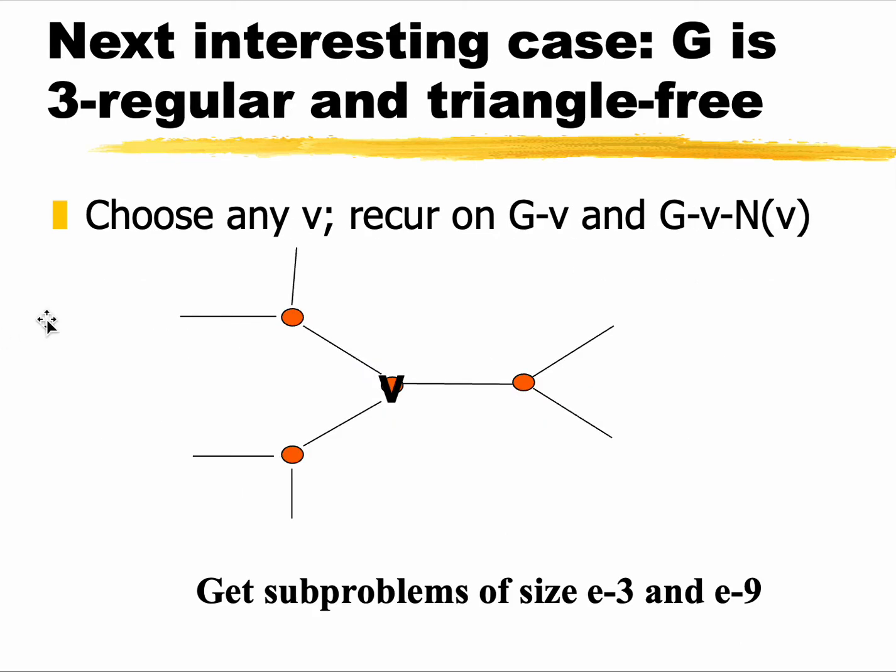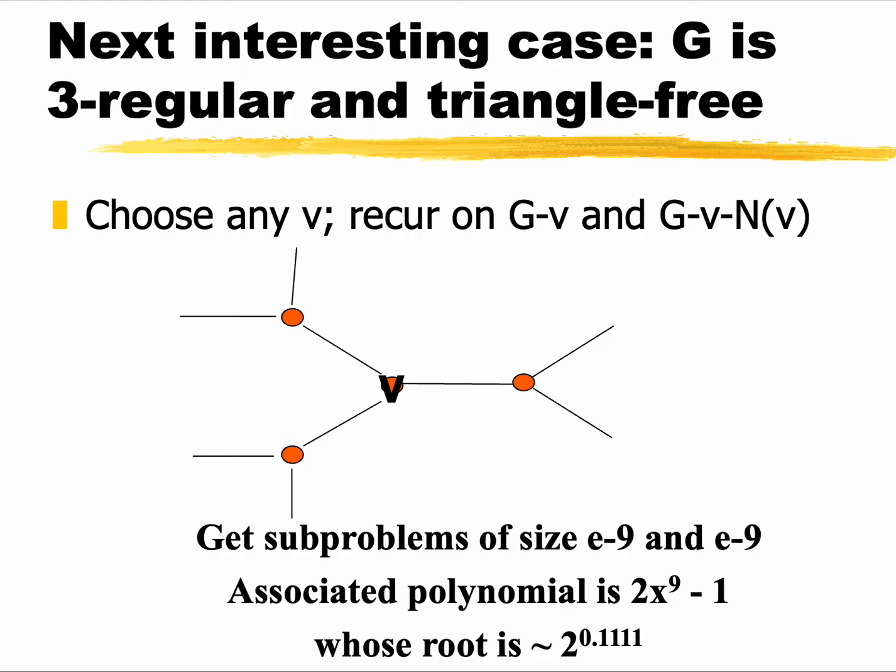Let's look at this case where G is 3-regular and triangle free. We choose any vertex V and we recur on G minus V and G minus N[V]. By looking at this diagram, we know that we can get a subproblem of size E^9 and another subproblem of size E^9. The associated polynomial is 2x^9 minus 1, whose root is 2 to the power of 0.111.